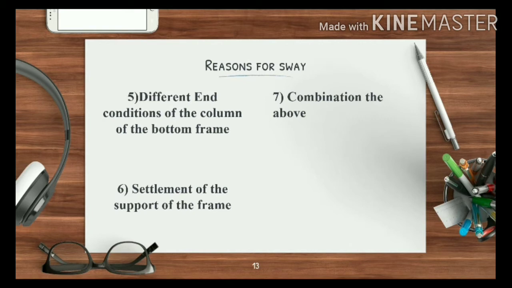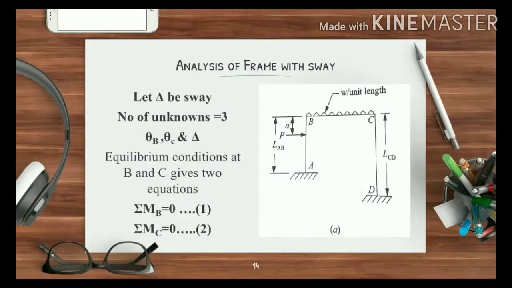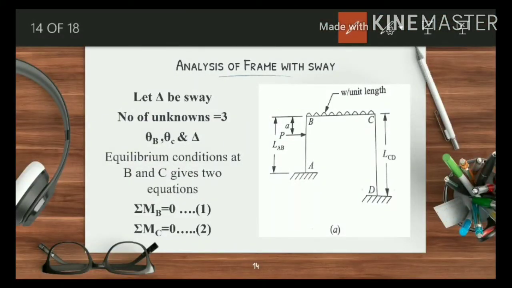So next, if the frame is a sway frame, what will be the change? Okay, next we will discuss the analysis of frame with sway. So consider a frame ABCD, and check whether it is a sway frame or non-sway frame. There is a horizontal load P acting along the column AB, and no opposing load of the same amount acts along the CD column. So due to this horizontal load acting on the column AB, there will be a chance of sway.